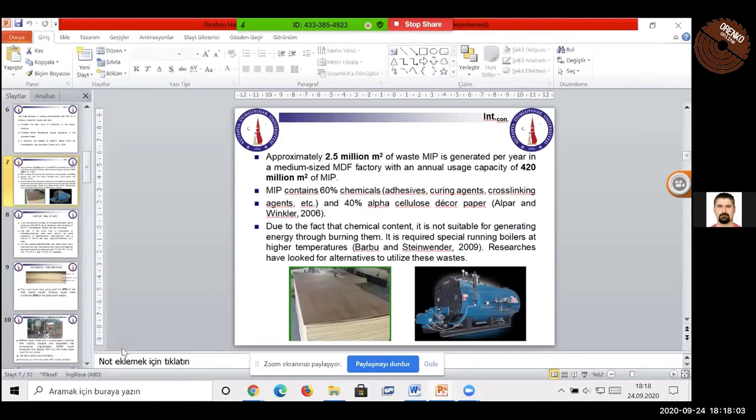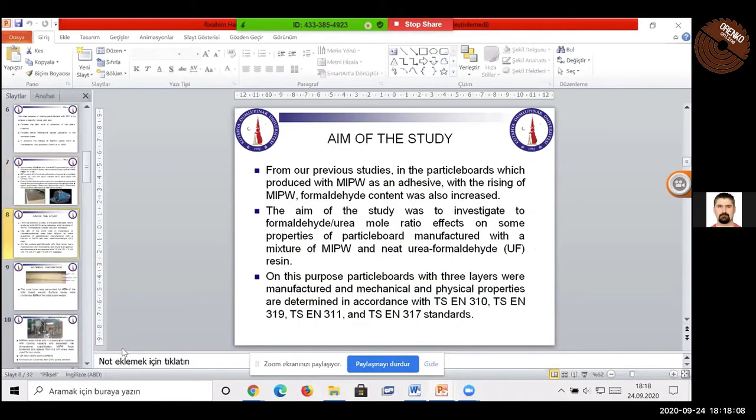Researchers have looked for alternatives to utilize this waste. From our previous studies on particle board produced with MIP waste as an adhesive, with the rising of the MIP waste, formaldehyde content also increased. The aim of this study was to investigate the formaldehyde urea molar ratio effects on some properties of particle board manufactured with the mixture of these two adhesives. Exactly, we checked the formaldehyde emission properties.